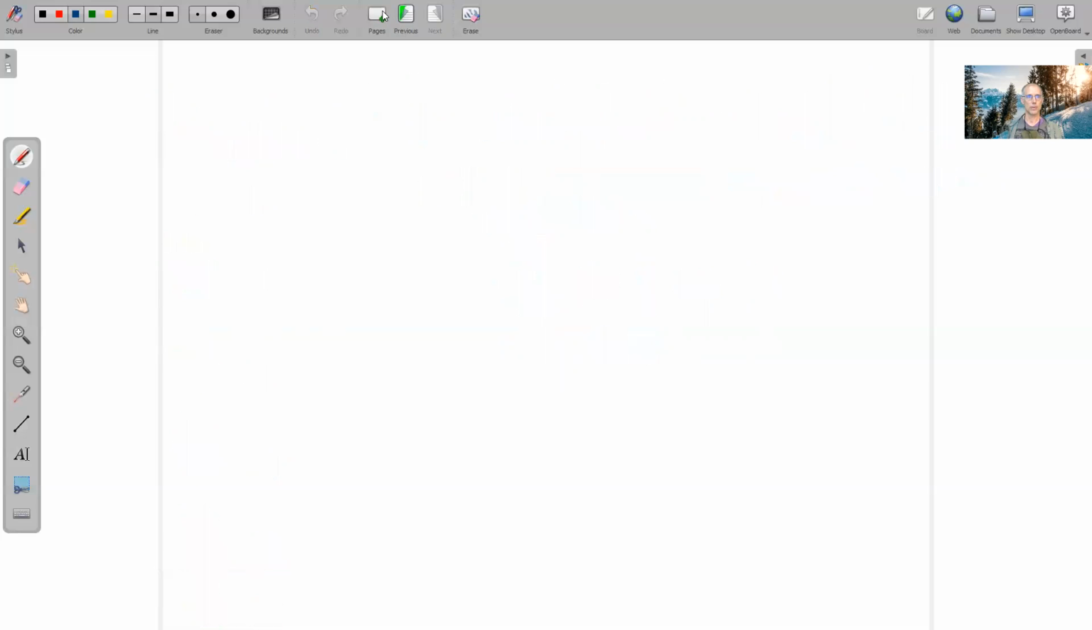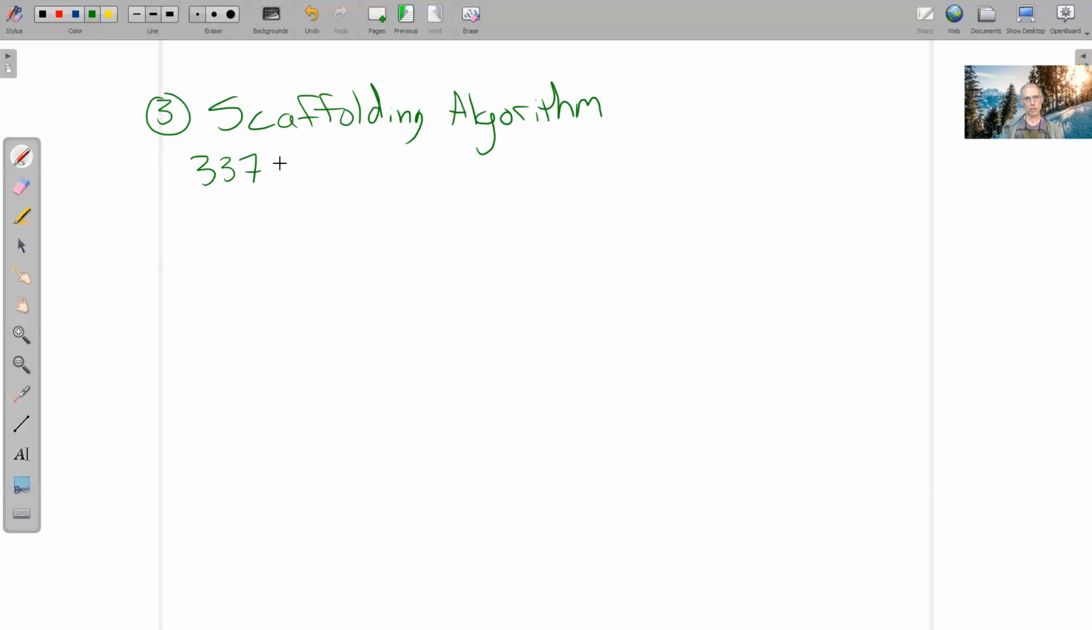All right, next. So let's see, what are we on? Version 3 of algorithms. The next one is called a scaffolding algorithm. And it's more like the long division that you probably learned. So let's take again our 337 divided by 12. And we rewrite it with the goes into symbol. So then I say, all right, let's take 12 into 337.